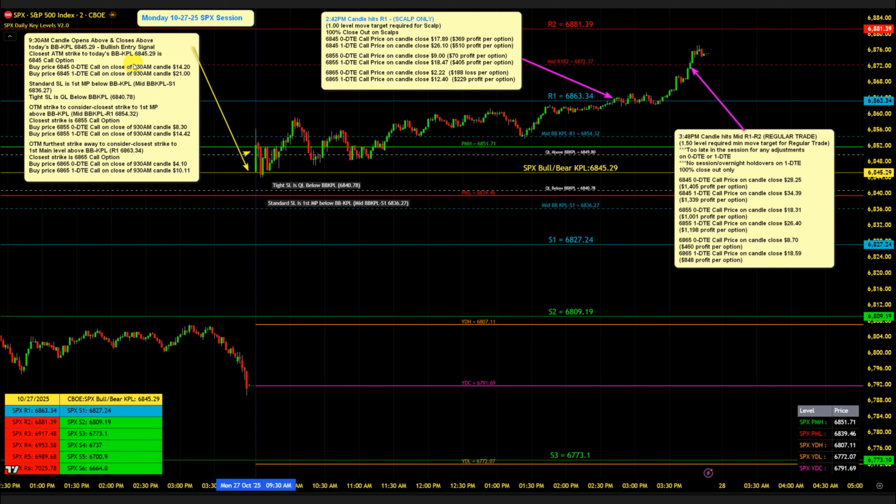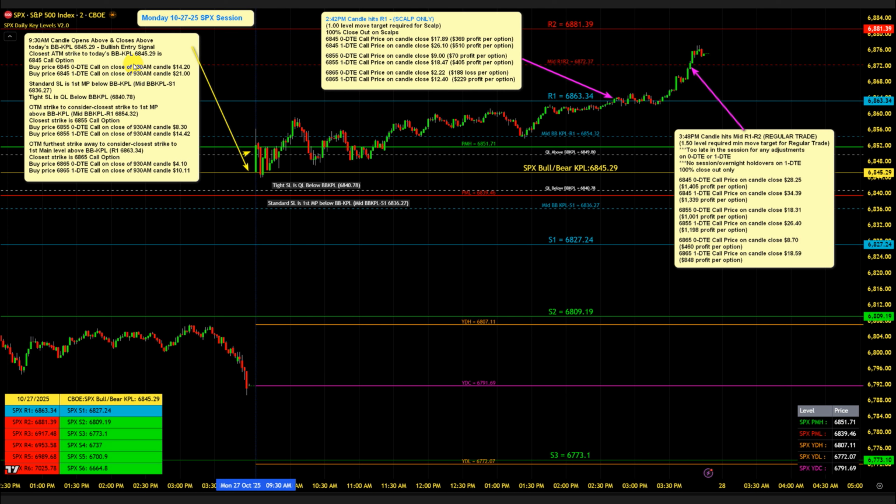Now keep in mind that this particular indicator is used for day trading only. What that means is that regardless of what strike you're using, regardless of whether it's a bullish or bearish play, regardless of whether it's a 0 DTE option or a 1 DTE option, you are opening and closing the positions all in the same session, in this case the Monday session.